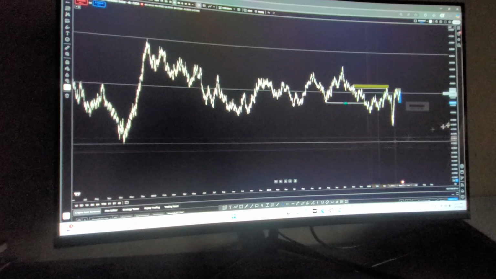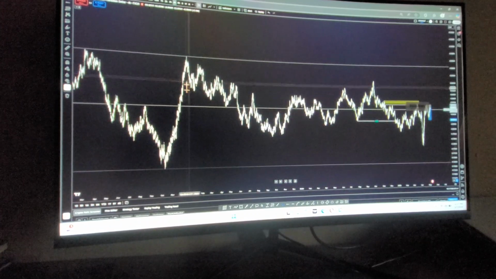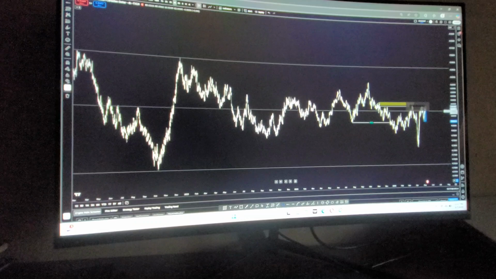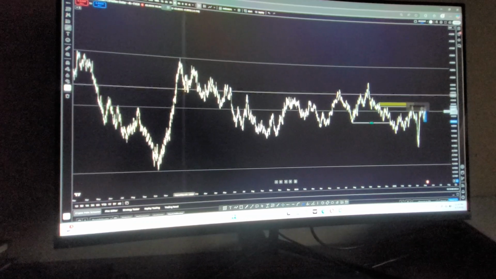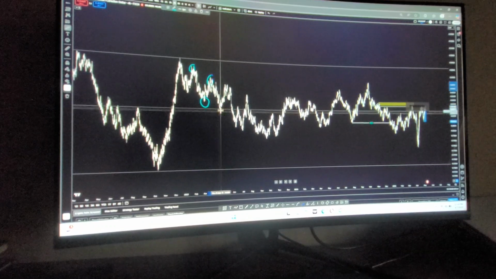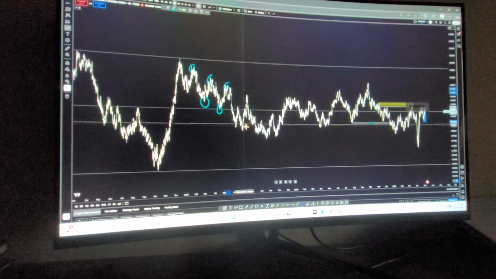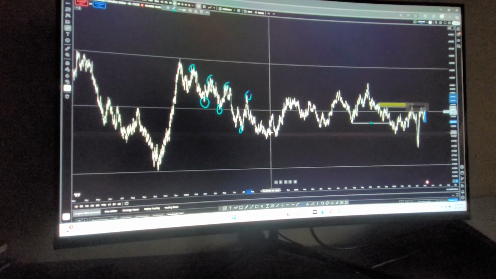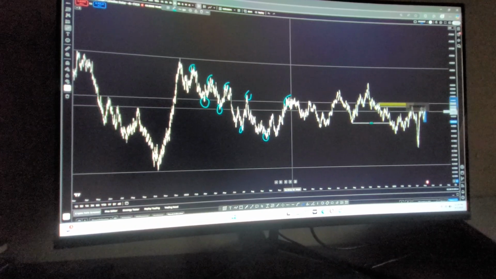We can see right here, this particular place. We have a strong high, we have a weak low, a strong high, a weak low, a strong high, a weak low, a strong high, a weak low, a strong high.